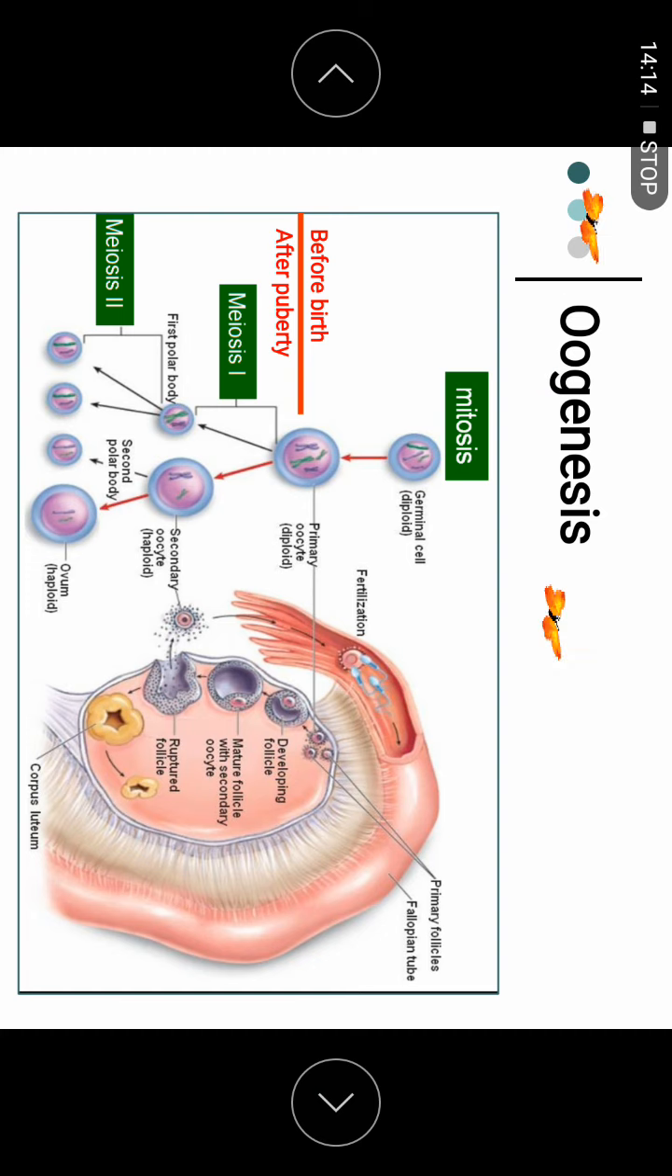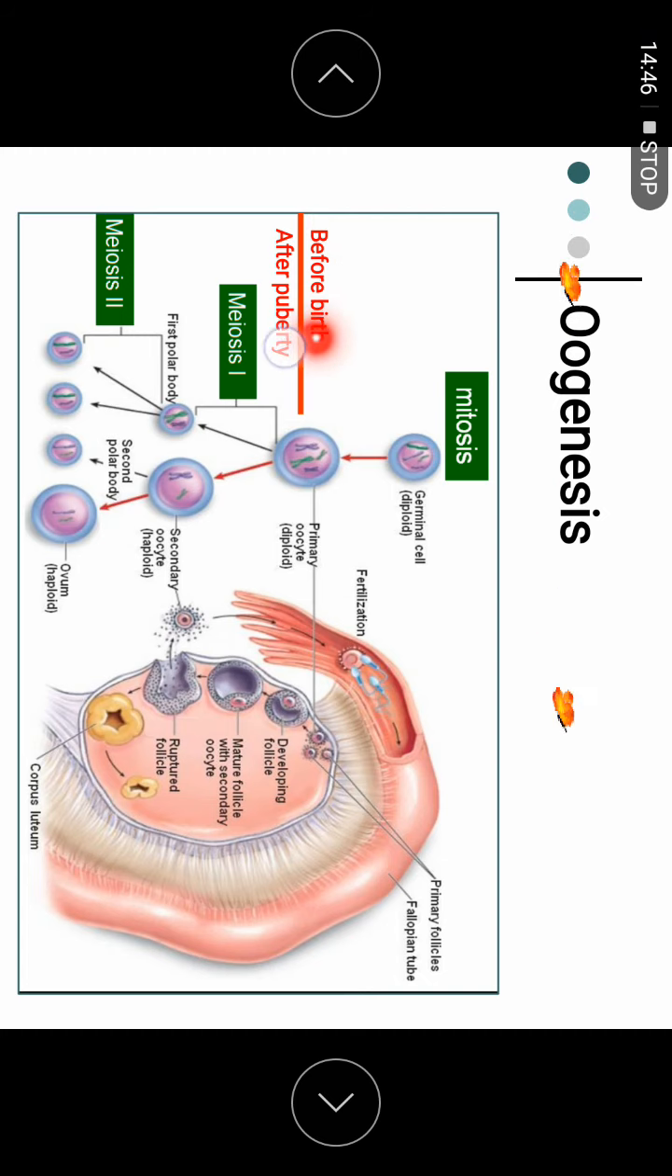Okay, let us see oogenesis. It will be slightly different from spermatogenesis, because it happens long before puberty. For spermatogenesis, for the testes to produce sperm, it starts when the boy reaches maturity, when he becomes a man. So after puberty, only the man will produce sperm. But for women, it starts before birth.